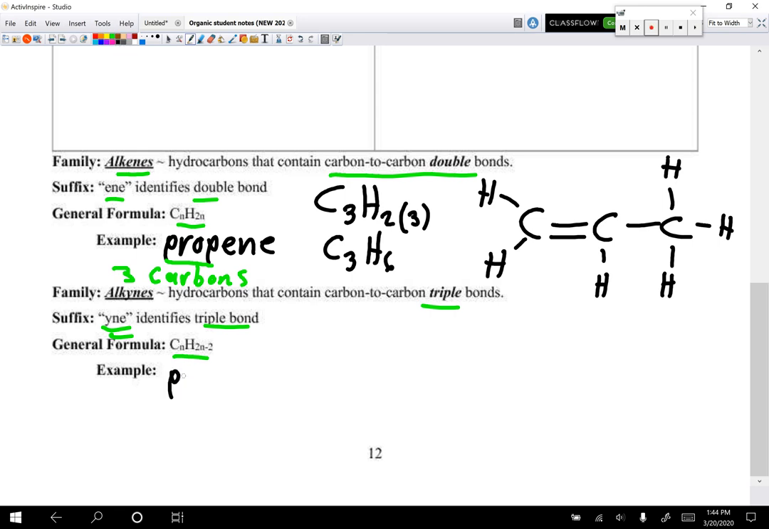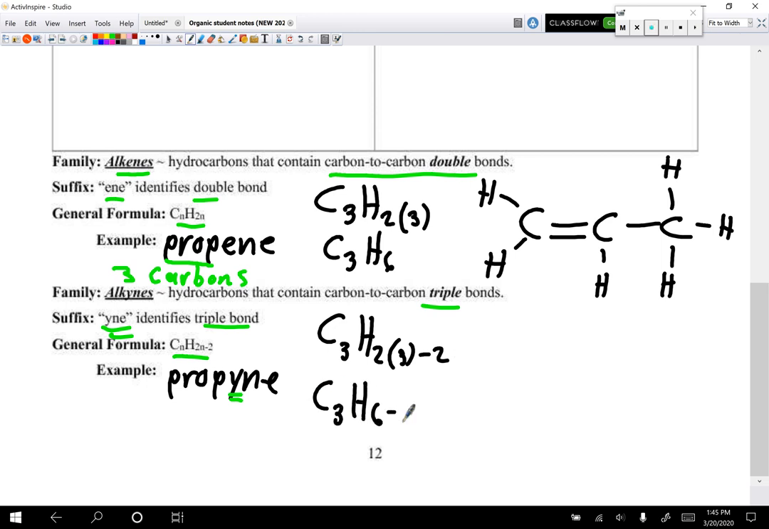So if we did our propyne, just pay attention to the ending, the yne, prop is still 3 carbons. So let's figure out our general formula for propyne. So you got C3H2 times 3 minus 2. All right, so we simplify this. So C3H6 minus 2, or C3H4 is our empirical formula for propyne.